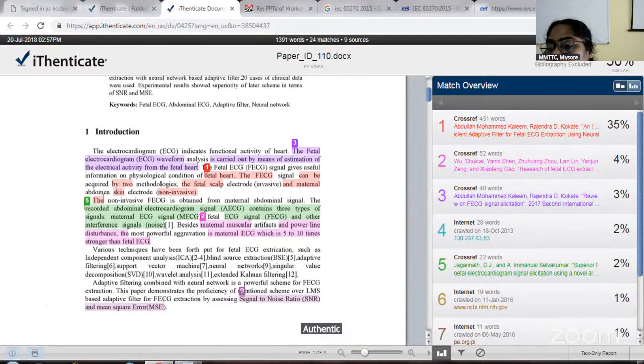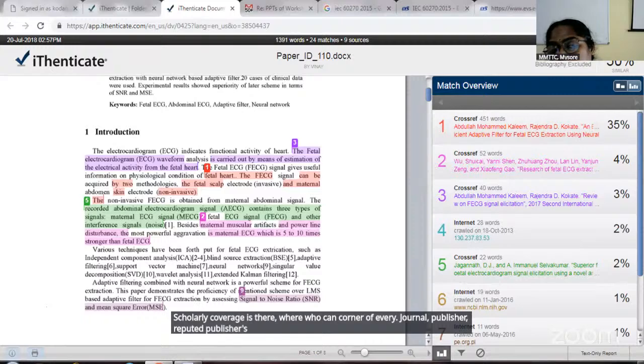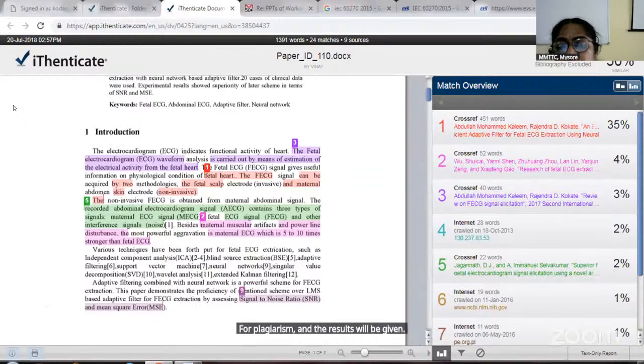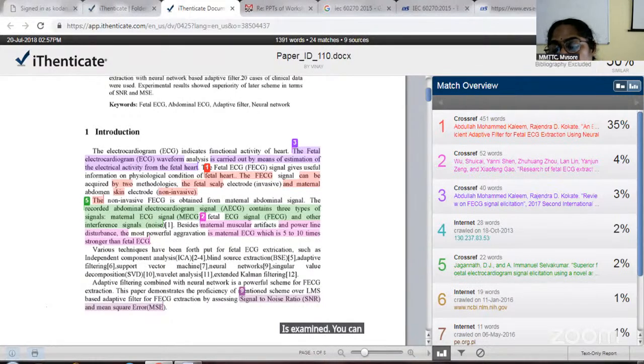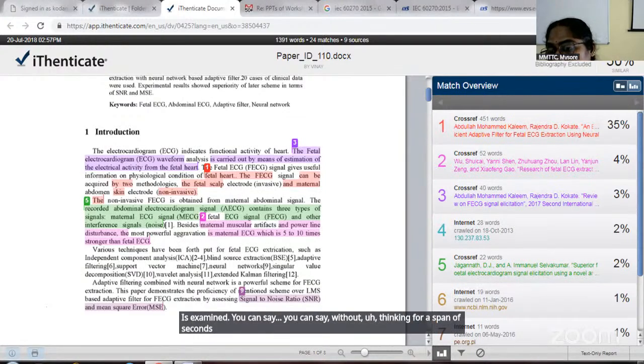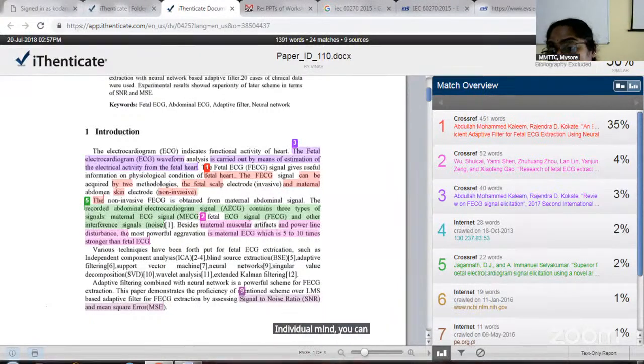Authenticate coverage, Turnitin coverage is so much. Scholarly coverage is there, where every nook and corner of every journal, reputed publishers' journal articles will be scanned for plagiarism and the results will be given. So that means the quality of research you do, the quality of paper that you publish, the scholarly article, is examined. You can say without thinking for a second that my article is completely individual, mine. You can say like that if you go to Authenticate.